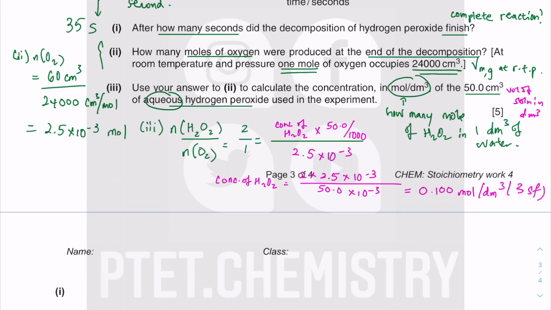Alright, so that's it for this lecture tutorial. This is basically a lecture tutorial on work 4, which is largely to do with the volume and the mole of gases, although this last question has to do with concentration of solution, which we will have already moved on to in the lecture tutorials, but the work of which will be covered a lot more in detail in the next work 5.